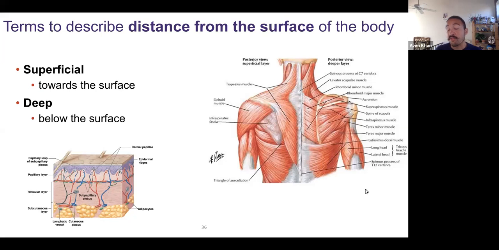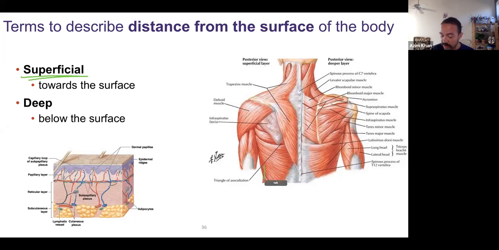We are three-dimensional things. All these words that we've been using have mostly been in two dimensions along this vertical, horizontal, well, I guess several dimensions, but we need a third dimension here. We can capture that idea by measuring the distance from the surface of the body. And so there are two terms to describe distance from the surface. If something is closer to the surface of the body, it's superficial.